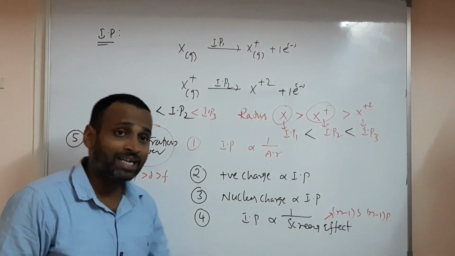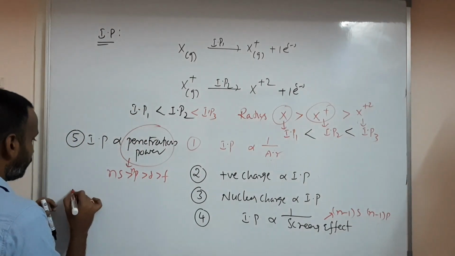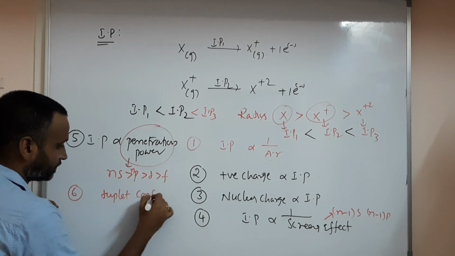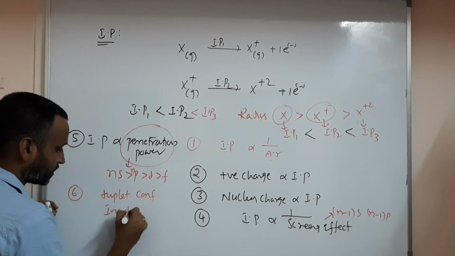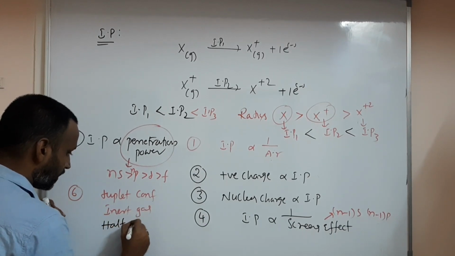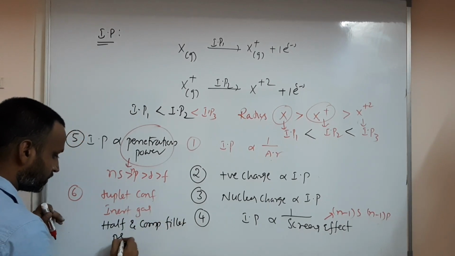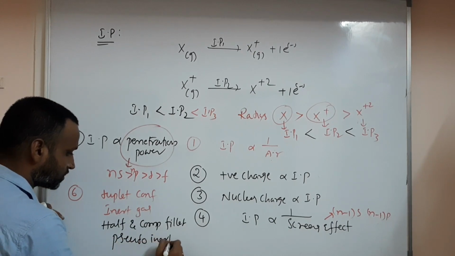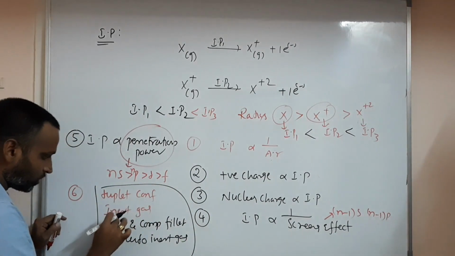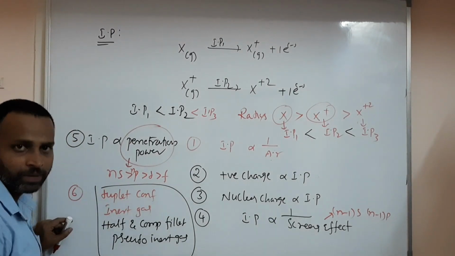And one more: if an atom has a stable electronic configuration, then IP will be more. So the sixth factor: duplet configuration, inert gas configuration, half-filled and completely filled electronic configuration, and pseudo inert gas configuration. If any atom or ion has these configurations, then it has more IP.